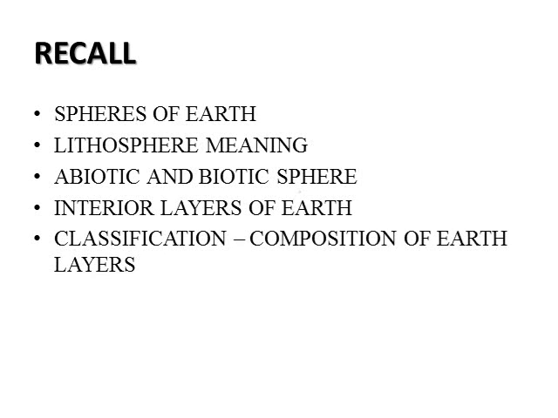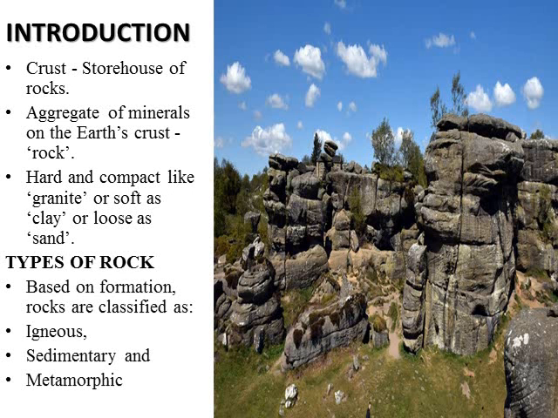In today's class we will see about the different types of rocks. So first, the definition of rocks and the different types of rocks with their examples and how they were formed. So introduction. The crust, the first layer of earth, is nothing but the storehouse of rocks. So the rocks are found in the crust only. You can find different types of rocks in the crust only.